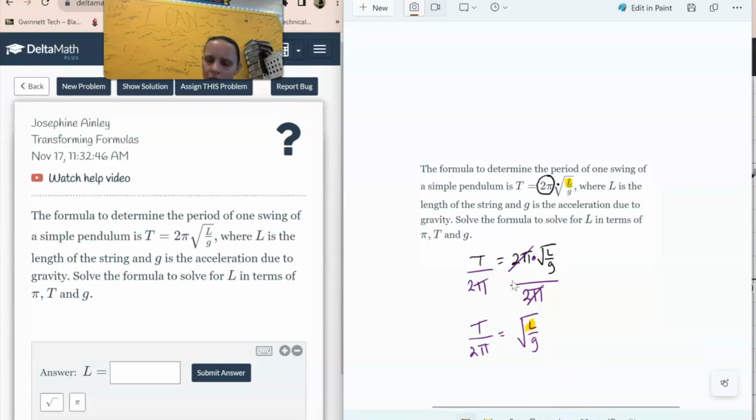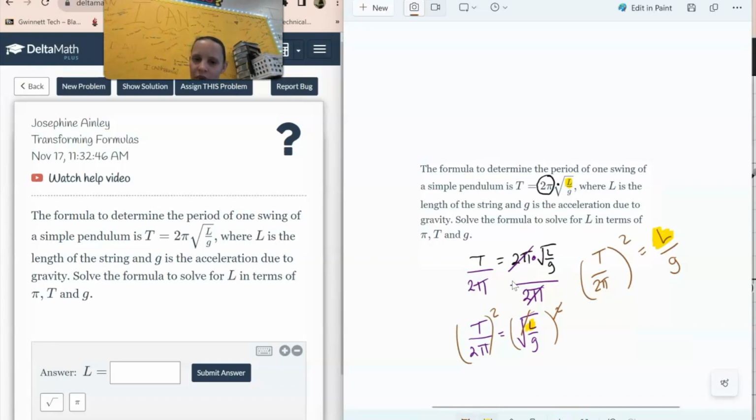How do I get rid of the square root? The opposite of square root is squared. So we're going to square both sides. What that's going to do is cross that out and the square root out. That's going to leave T over 2 pi, squared, equals L over G. So I'm getting closer, but I'm still not there. Again, what am I trying to get by itself? L. So how do I get rid of divide by G? What's the opposite of divide by G? Multiply by G. Multiply by G on both sides. This crosses out with that, leaving L equals G times T over 2 pi, squared. And now I have L by itself, which is what I was looking for.